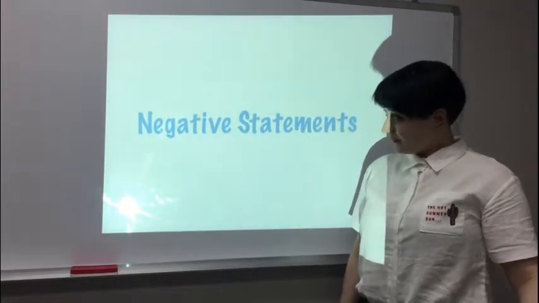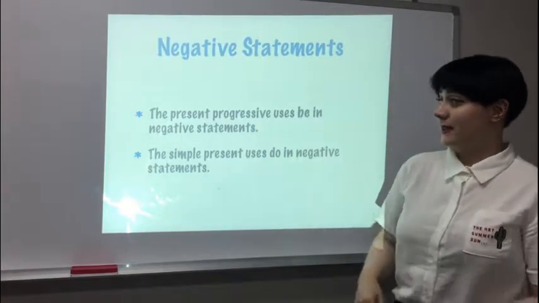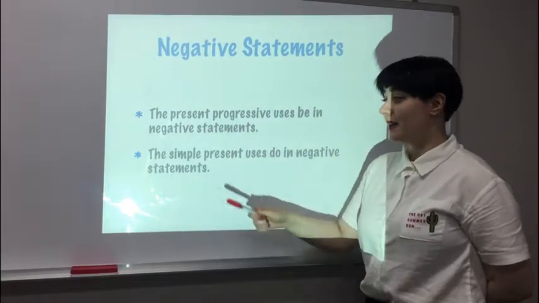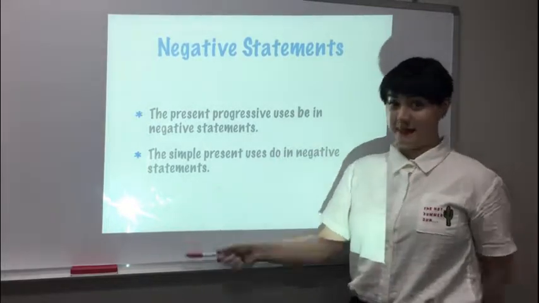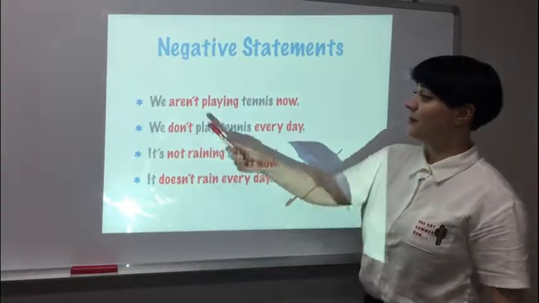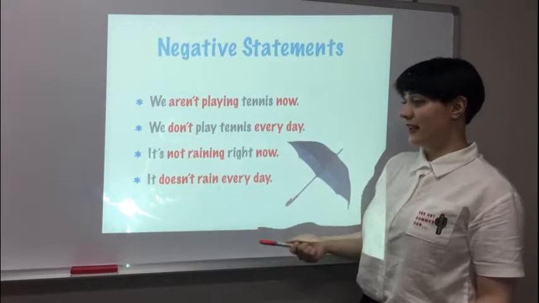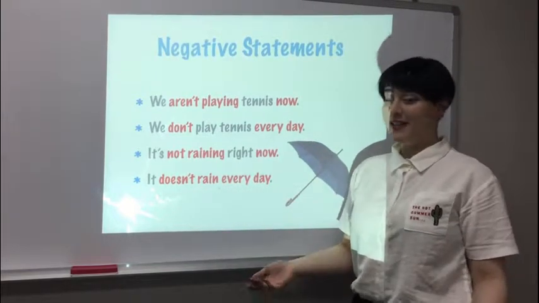Easy, right? So let's take a look at negative statements. The present progressive uses be in negative statements. The simple present uses do in negative statements. So, for example: we aren't playing tennis now. We don't play tennis every day. It's not raining right now. It doesn't rain every day.